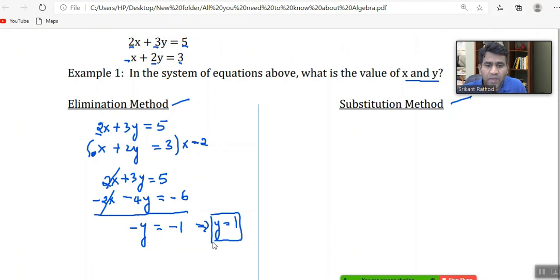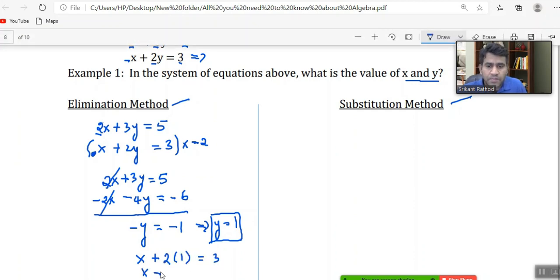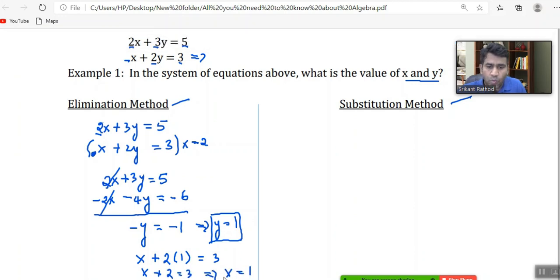Once you know the value of y, you can substitute it in any of the equations to solve for x. Let me substitute in the second expression because it is the simplest one. x plus 2 times 1 equals 3, so x plus 2 equals 3. From this we get the value of x as 1. So the value of x is 1 and the value of y is 1. This is how we solve a system of equations by the elimination method.